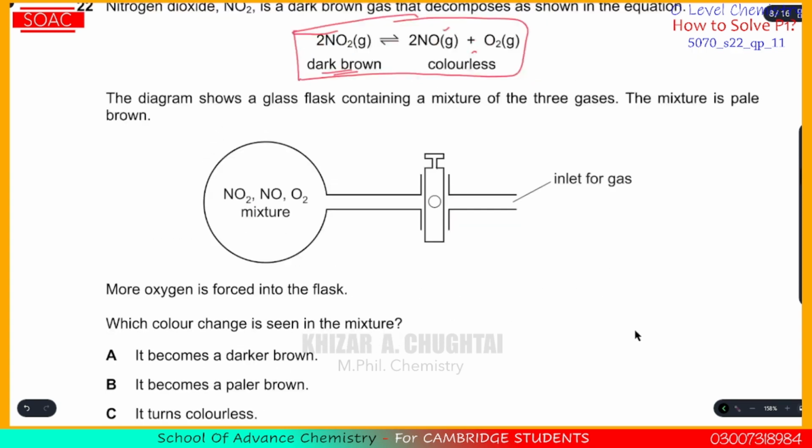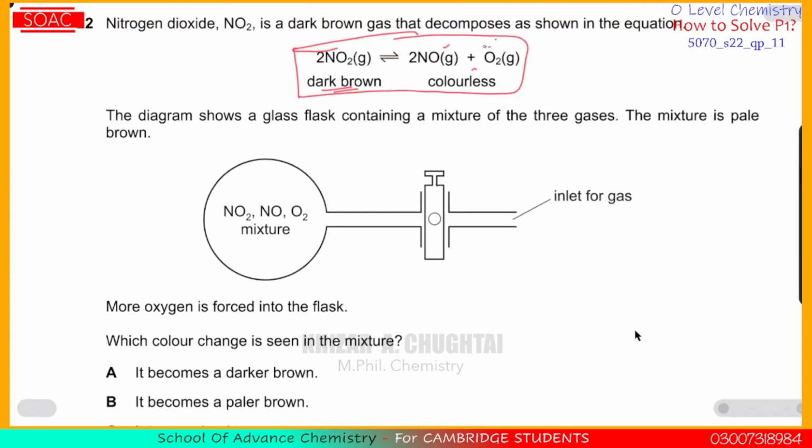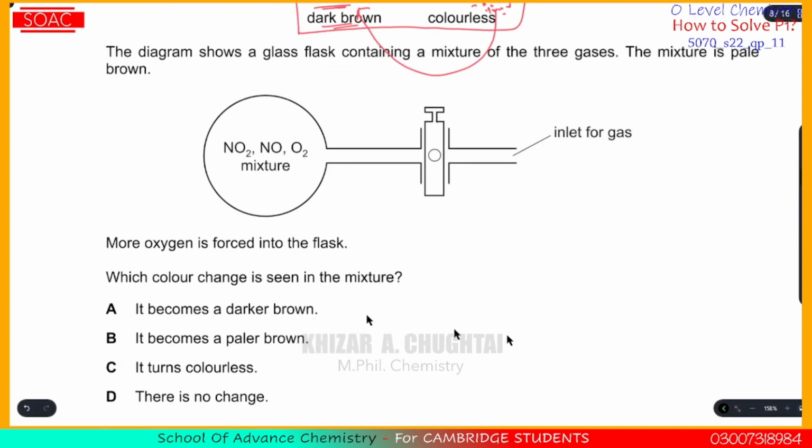More oxygen is forced into the flask. If more oxygen is added into the flask, then indirectly we are going to increase the concentration of oxygen. Then equilibrium will be shifted to the other side. If the concentration of oxygen is increased, equilibrium will be shifted towards the left hand side. So it will become more dark brown.